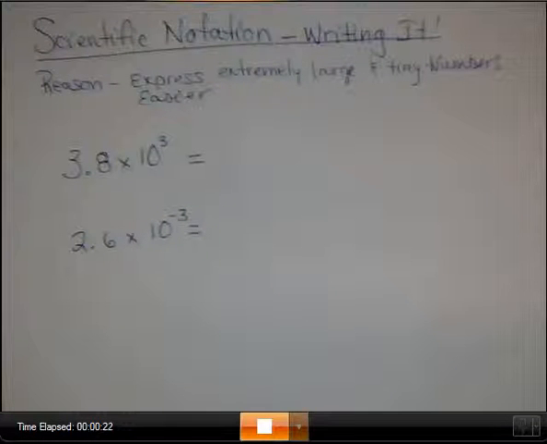In science, there are extremely large numbers and extremely teeny tiny numbers that require decimals and lots of zeros, and you have to count them, and it's difficult to read. So that's the reason for scientific notation. So we're going to look at what scientific notation really means, and in this first example I have 3.8 times 10 to the third.